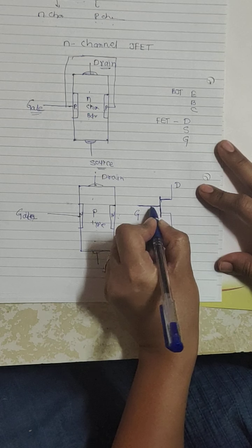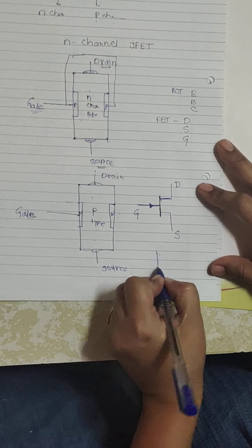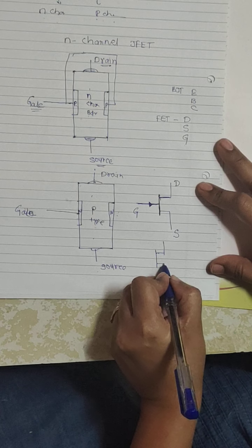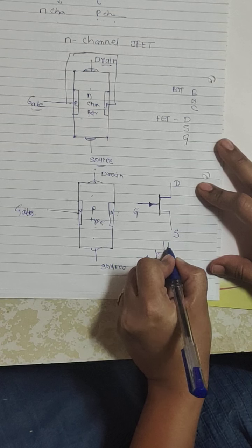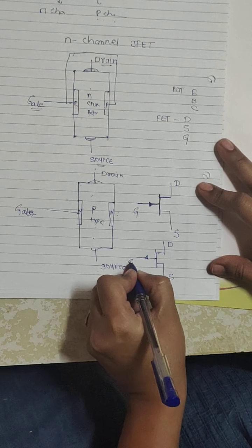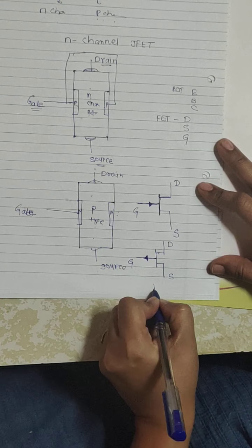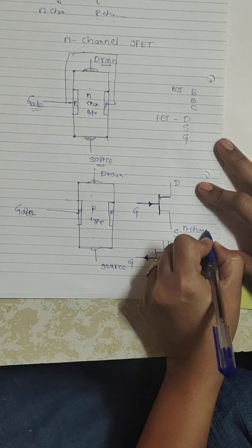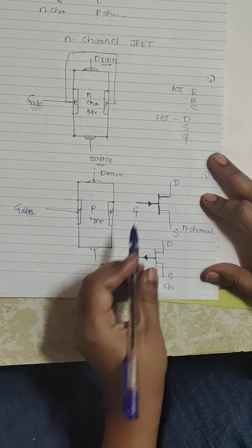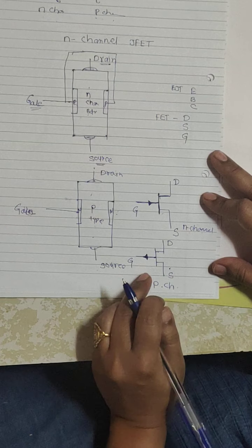For N channel, the arrow is inside, and for P channel, the arrow is outside. This is drain, source and this is the gate. Here the arrow is outside, so this is P channel, and here the arrow is inside, so this is N channel. This is the symbol of N channel JFET and P channel JFET.